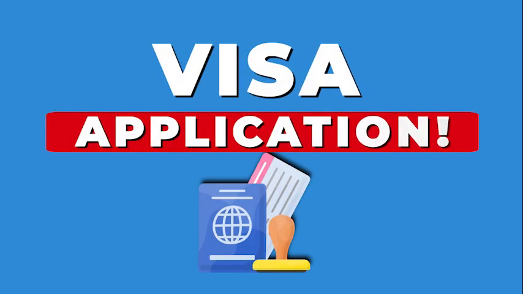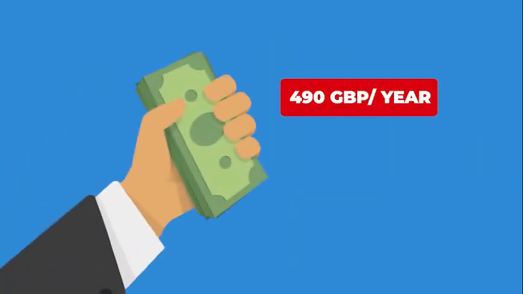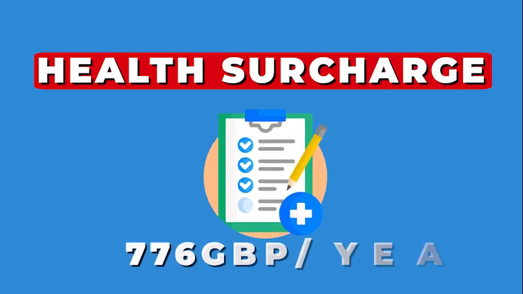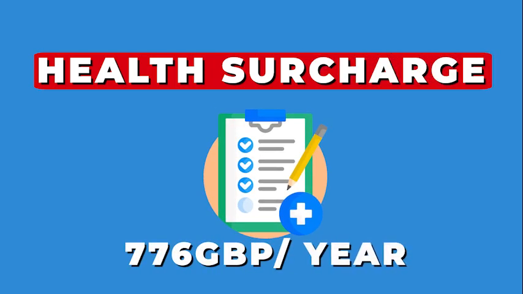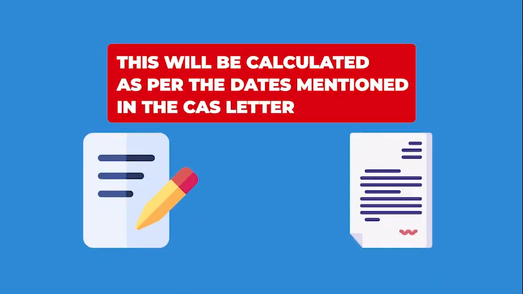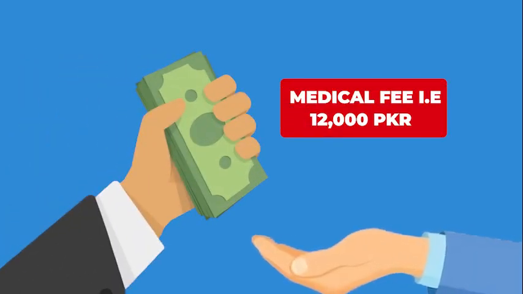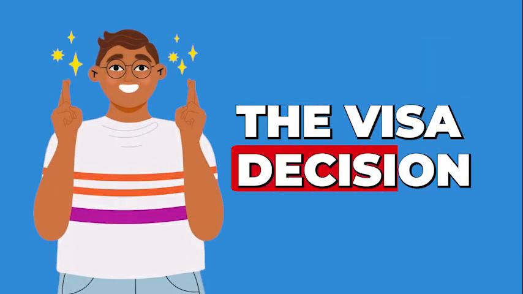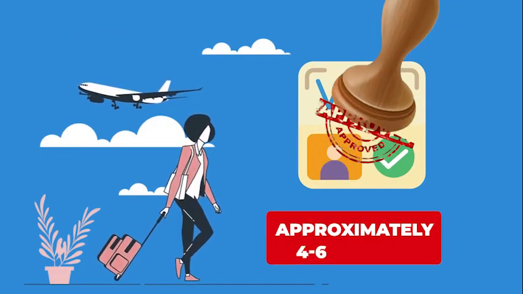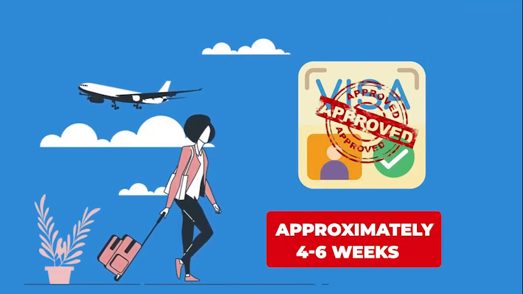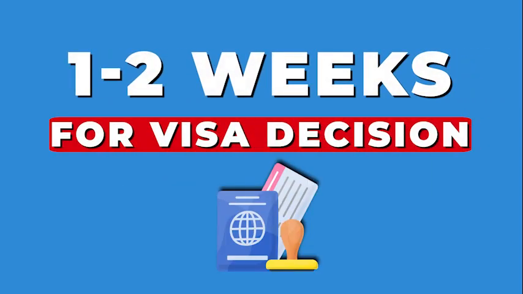Visa application. The visa fee is £490. Immigration health surcharge is £776 per year. This will be calculated as per the dates mentioned in the CAS letter. Medical fee is 12,000 rupees. Visa decision. The visa decision is made in approximately 4 to 6 weeks, and on a priority basis, it will take approximately 1 to 2 weeks for a visa decision.